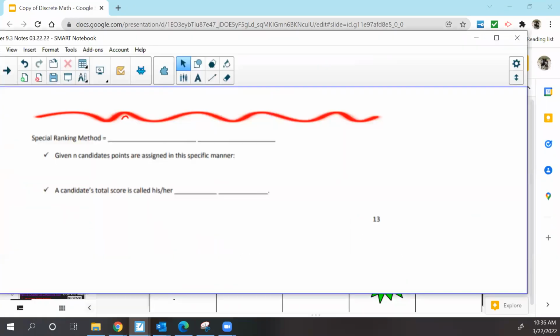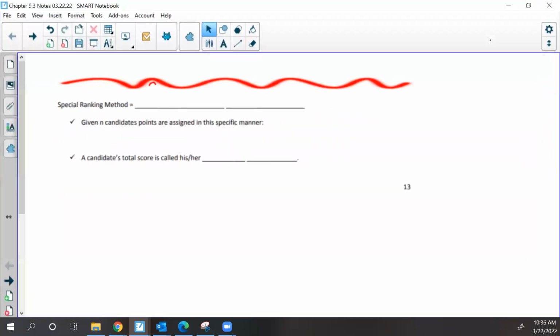So this is the bottom of page 13. This is where I stopped, where I ended our instruction time. So the missing word today we're going to talk about is Borda count. The Borda count is a special ranking method.